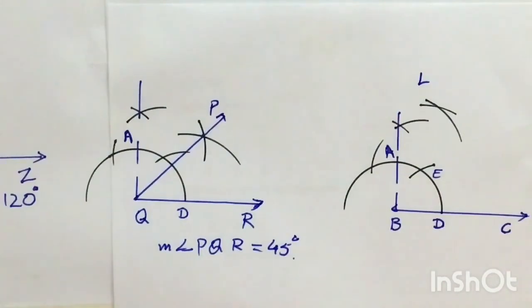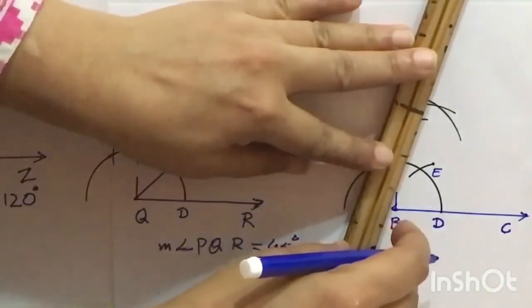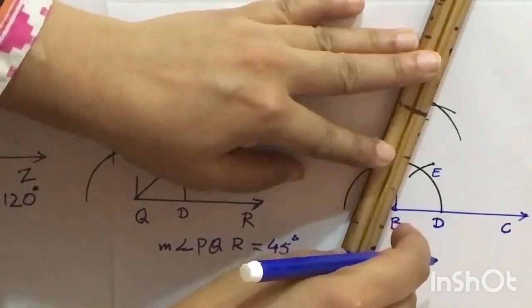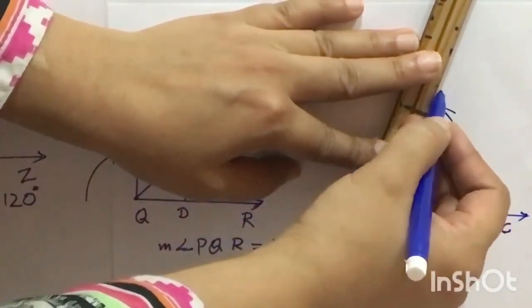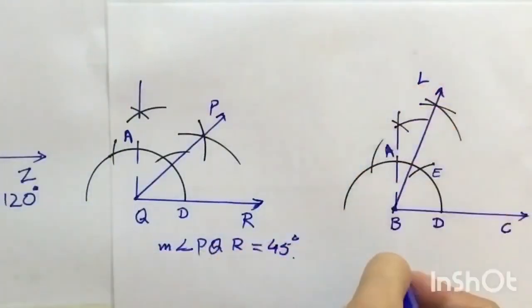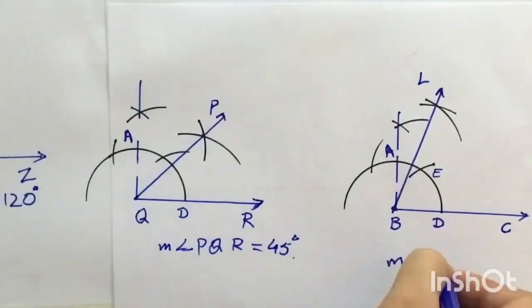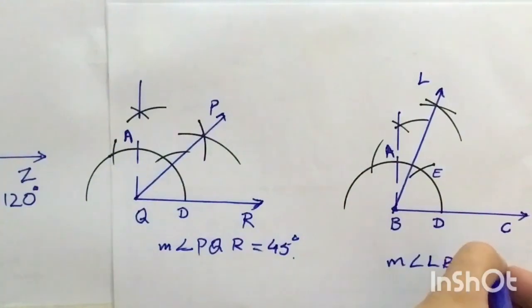Now by joining L to B, we get an angle of 75 degrees. Joining L to P, we get the measurement of angle LBC equal to 75 degrees.